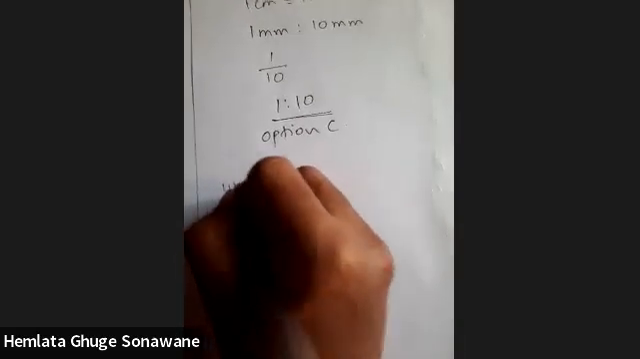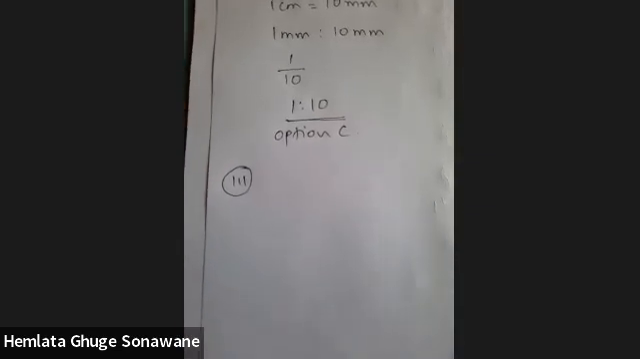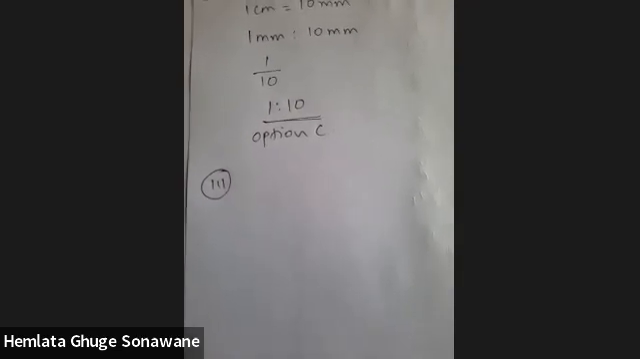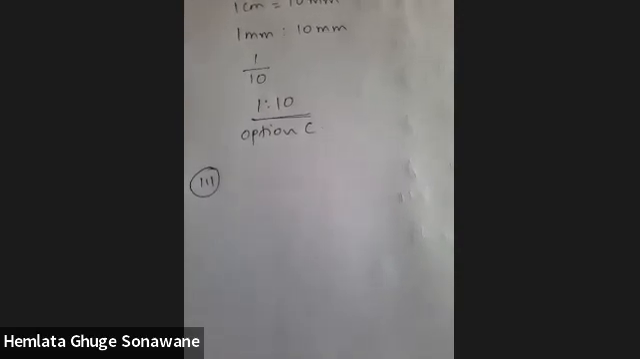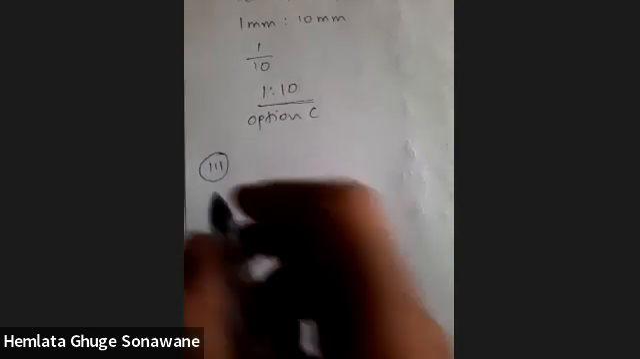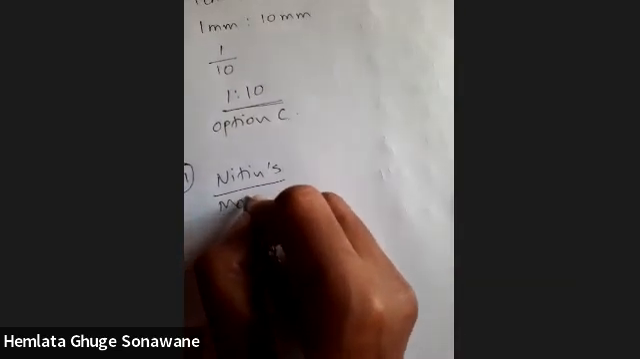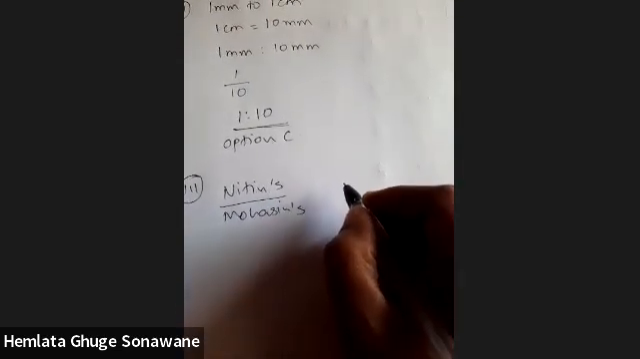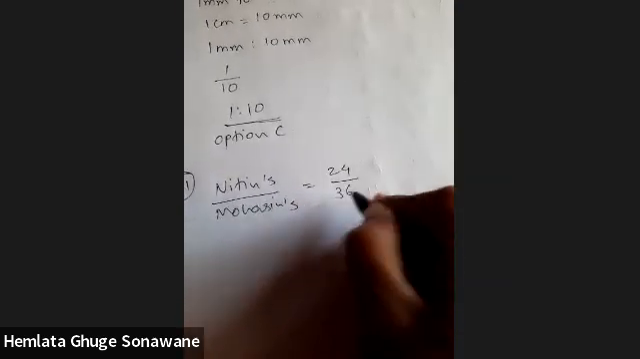Third example. The ages of Jatin, Nitin and Mohsin are 16, 24 and 36 years respectively. What is the ratio of Nitin's age to Mohsin's age? Now ages of Jatin, Nitin and Mohsin are given and we have to find out ratio of Nitin to Mohsin. Means Nitin's age to Mohsin's age. Now what is Nitin's age? Jatin's is 16, Nitin's is 24 and Mohsin's is 36.